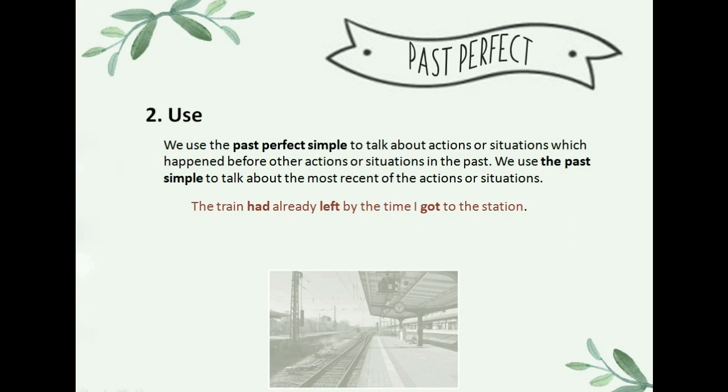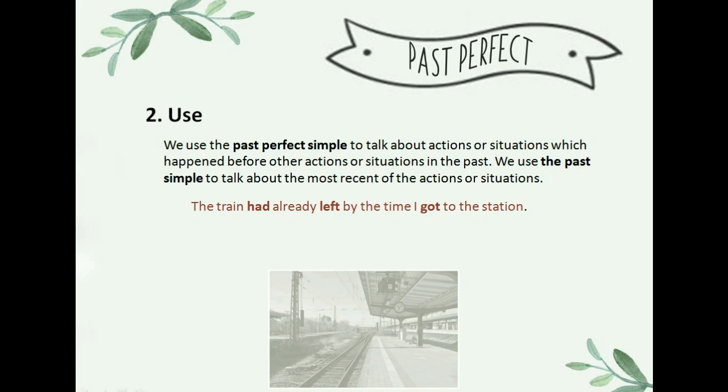Okay, and here is the use. The use is very, very simple. So take a look at it. Because we use the past perfect simple to talk about actions or situations which happened before other actions or situations in the past.